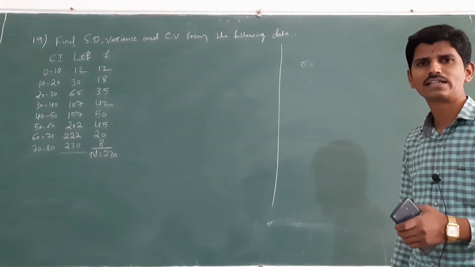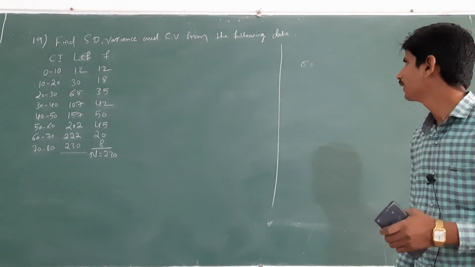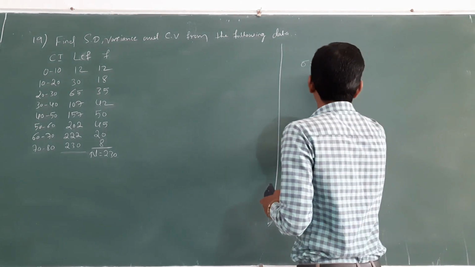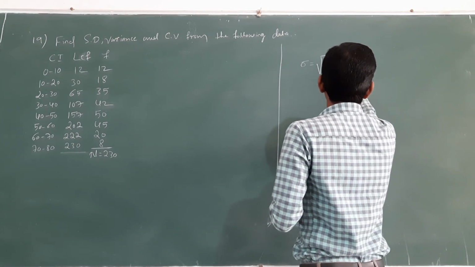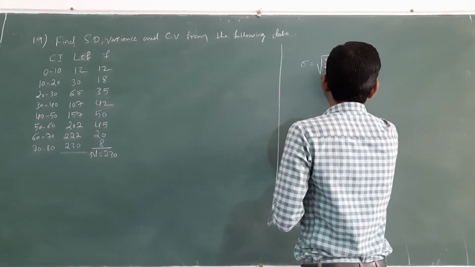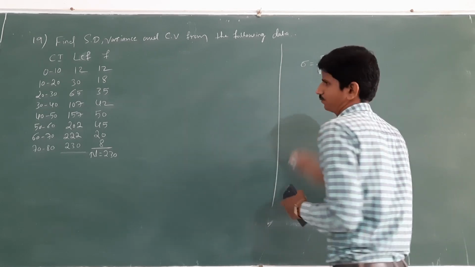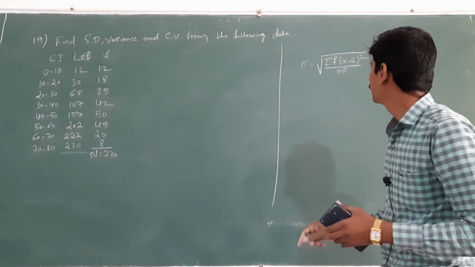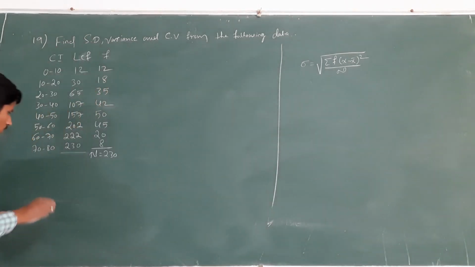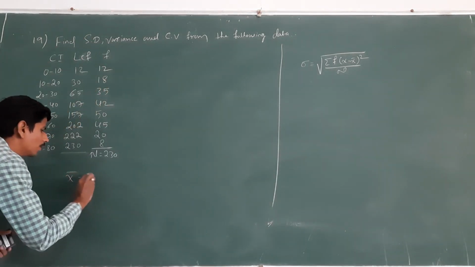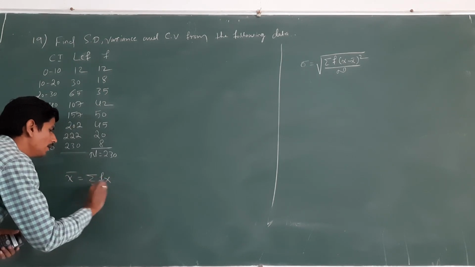Here we are using the direct method formula, that is, sigma equals the square root of sum of f into x minus x bar whole square by capital N. Here first we want the x bar value. Then how to calculate x bar? X bar equals sum of f x by capital N.